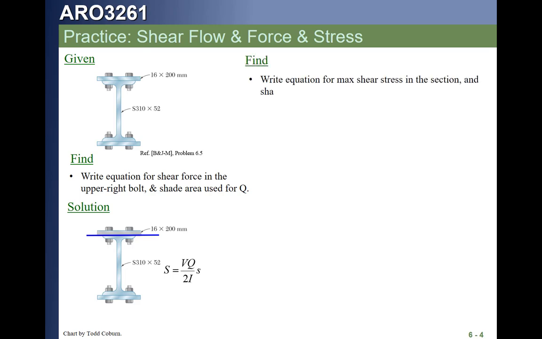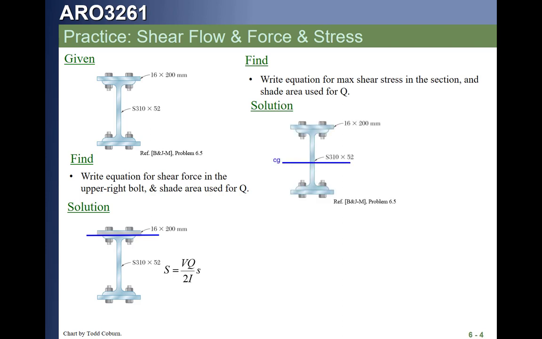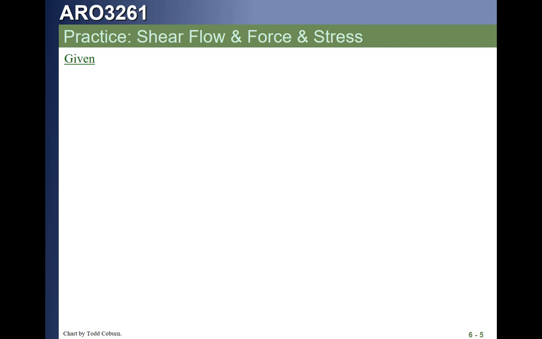If we now want the max shear stress, we're just going to shade the area going down to the centroid through this plane. That defines our area. Bang, pop, one path, VQ over I, one path, and the width is t, the thickness.